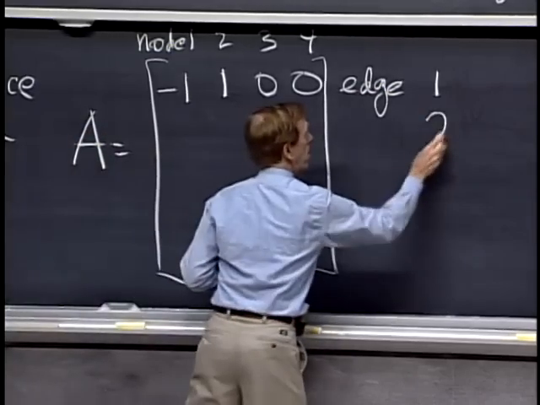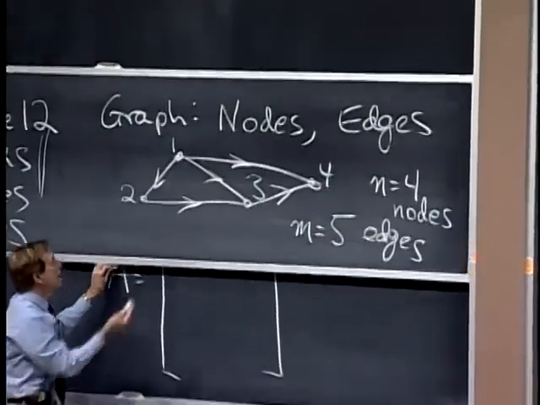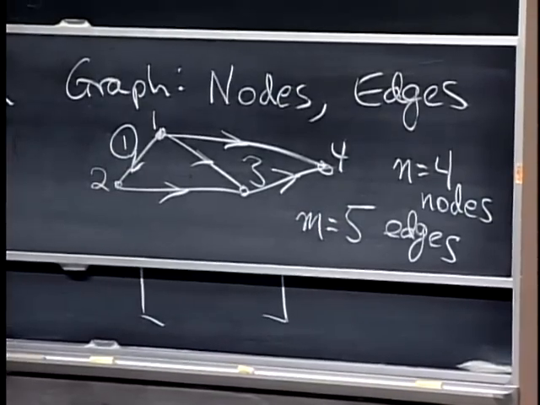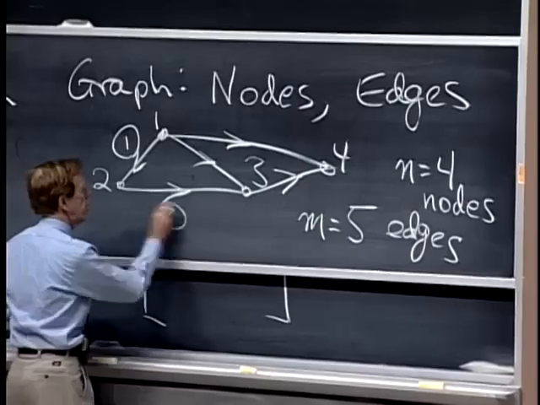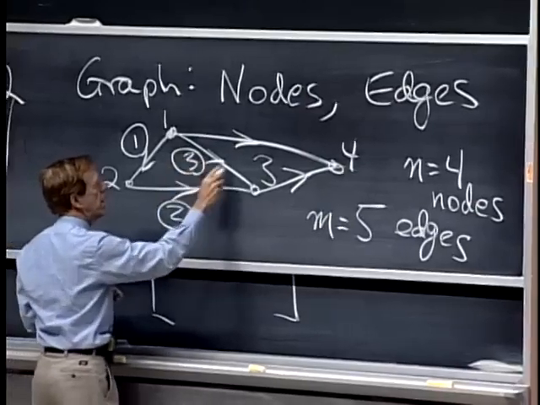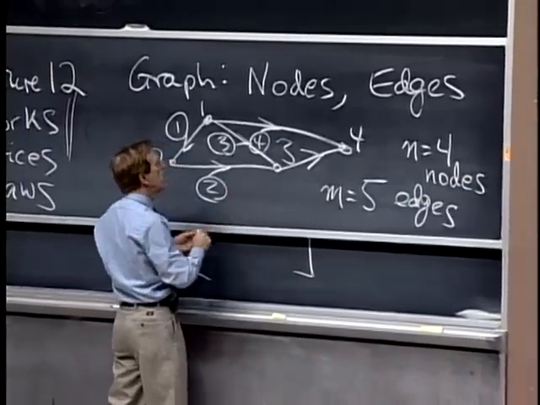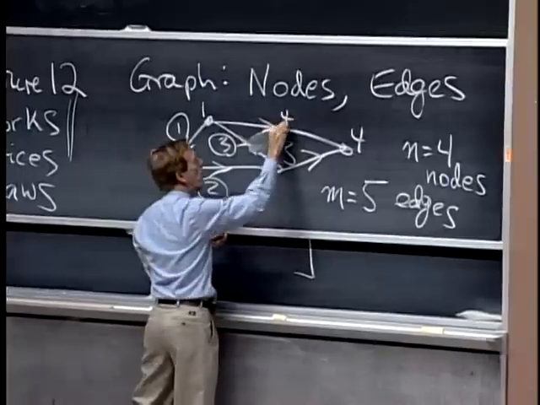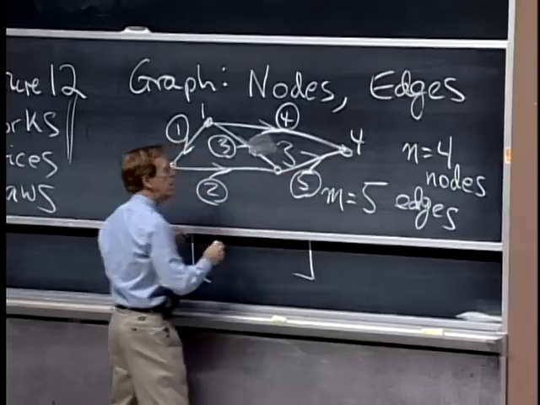Edge 2. Edge 2 goes, oh, I haven't numbered these edges. I just figured that was probably edge 1, but I didn't say so. Let me take that to be edge 1. Let me take this to be edge 2. Let me take this to be edge 3. This is edge 4. Oh, I'm discovering, no, wait a minute. Did I number that twice? Here's edge 4, and here's edge 5. Okay? All right.